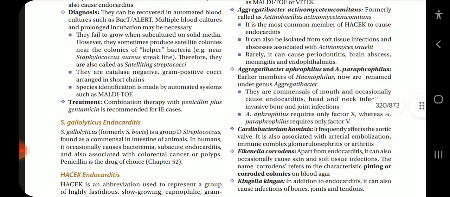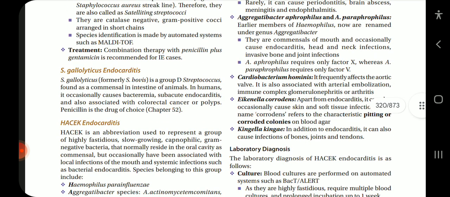And now, Streptococcus gallolyticus endocarditis, formerly known as S. bovis, is a group D streptococcus found as a commensal in the intestine of animals, and in humans it occasionally causes bacteremia and subacute endocarditis, and is also associated with colorectal cancer or polyps. Penicillin is the drug of choice.